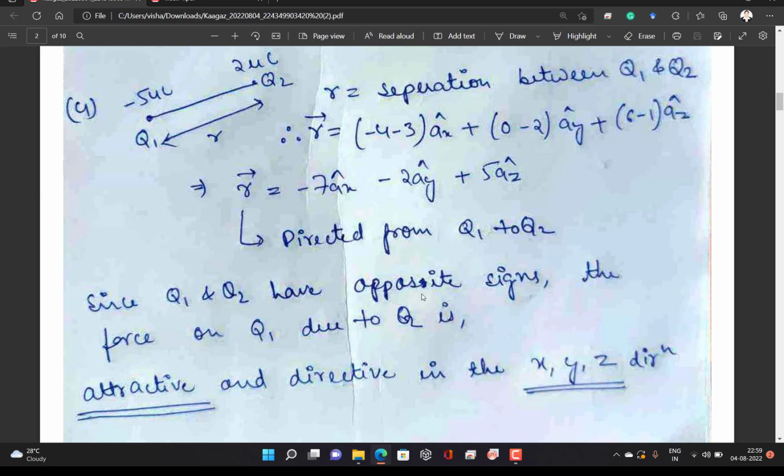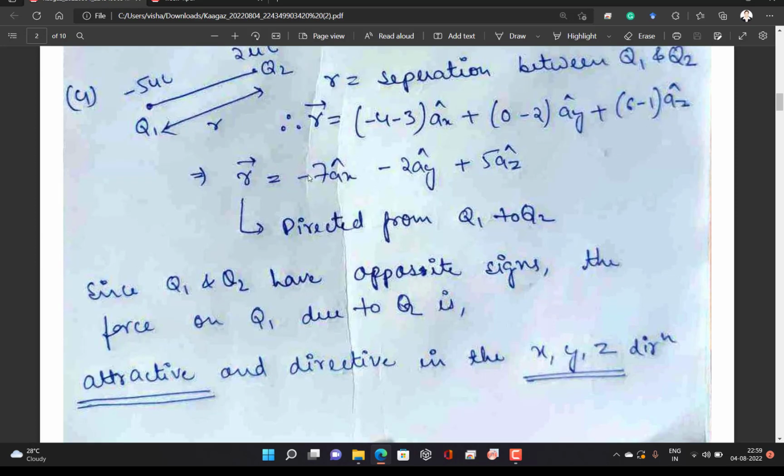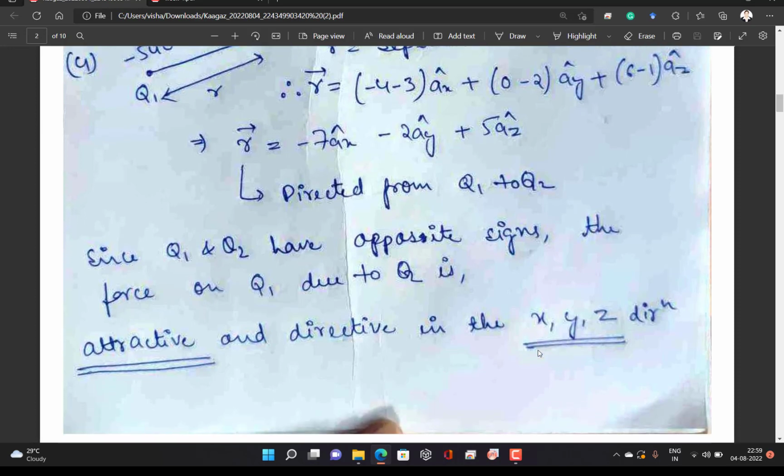Now, as I have already told you, since Q1 and Q2 have opposite signs, the force on Q1 due to Q2 will be attractive. And since the r vector has all three axes in it, that is ax, ay and az, all three Cartesian coordinates are there, so it is directed in the x, y and z directions, all three directions.